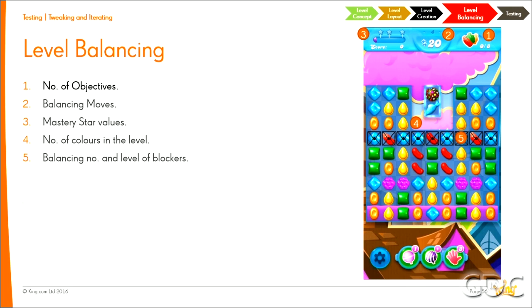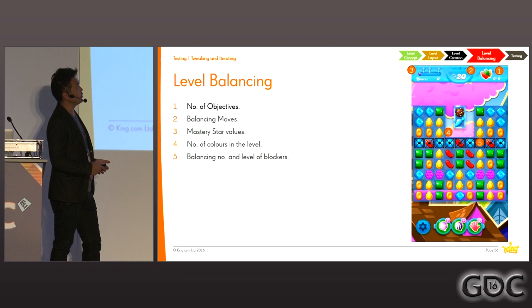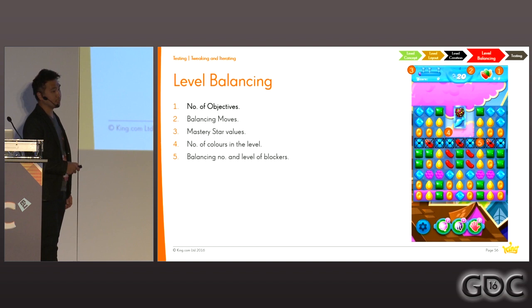When you talk about difficulty, you have to talk about balancing. It means different things for different games. For our case, for example, in Candy Crush Soda, some of the obvious things that we use to balance a level to become easier or harder are things like the number of objectives, like how many bottles you need to pop, for example, the number of moves you have, or for the people who want to go for 3-star, what are the 3-star values?